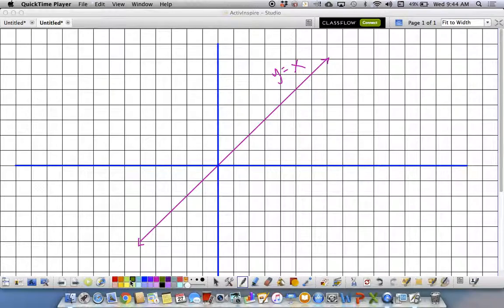Now, I want you to graph the reciprocal. Please do it on the same graph. Graph y, what is the reciprocal? 1 over x. Graphing the reciprocal, 1 over x.